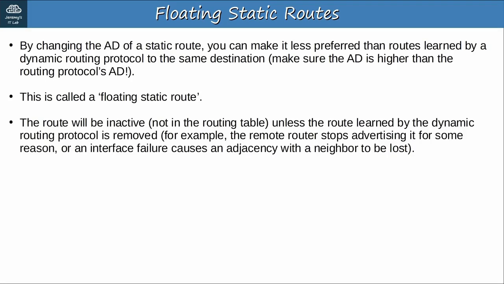The route will be inactive, meaning it won't be in the routing table, unless the route learned by the dynamic routing protocol is removed. For example, maybe the remote router stops advertising it for some reason, or an interface failure causes an adjacency with a neighbor to be lost.